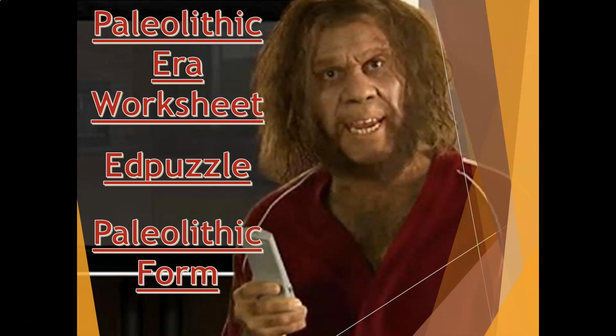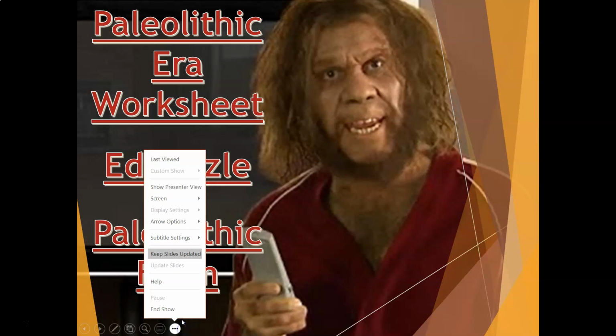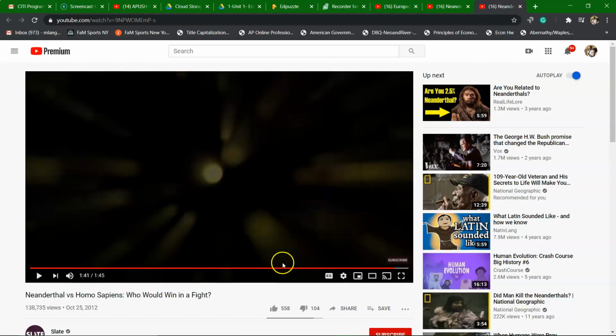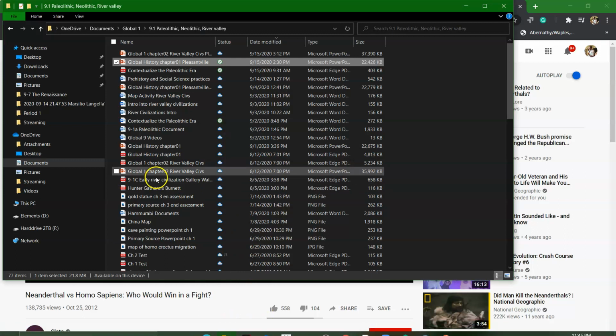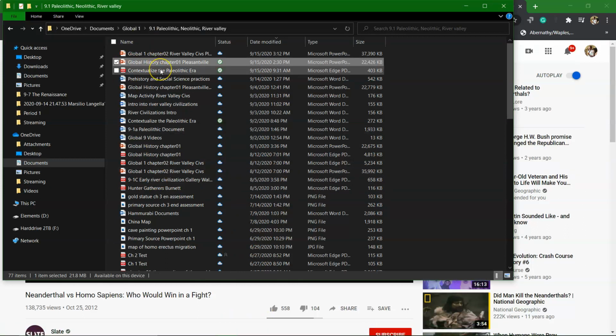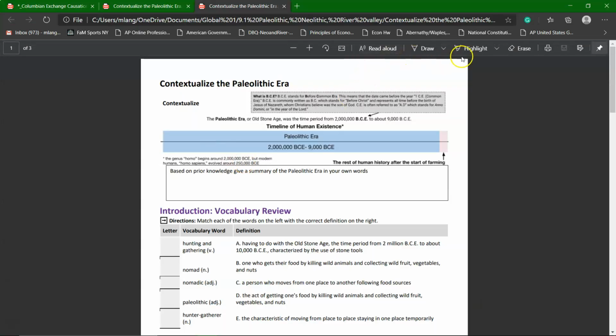Okay, so what we will do next, once we get out of the PowerPoint, is we will go right into our worksheet, and I'll bring that up so you guys can take a look. It would be considered the Contextualize the Paleolithic Age worksheet. I'll give you a quick rundown of how it works, so at least you know the directions. First things first, at the very top, it has a nice little excerpt about the Paleolithic Age, and gives you a nice little timeline.